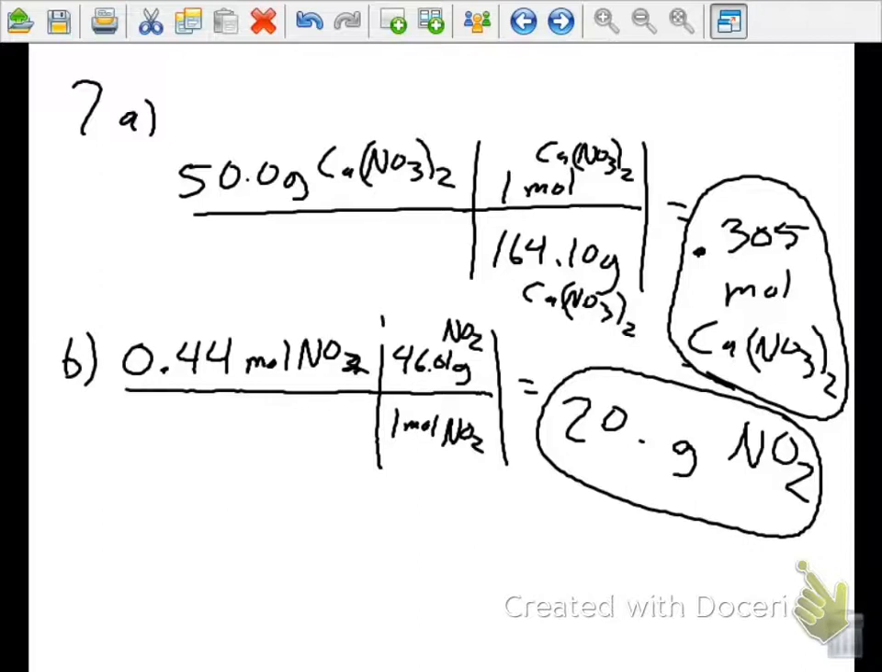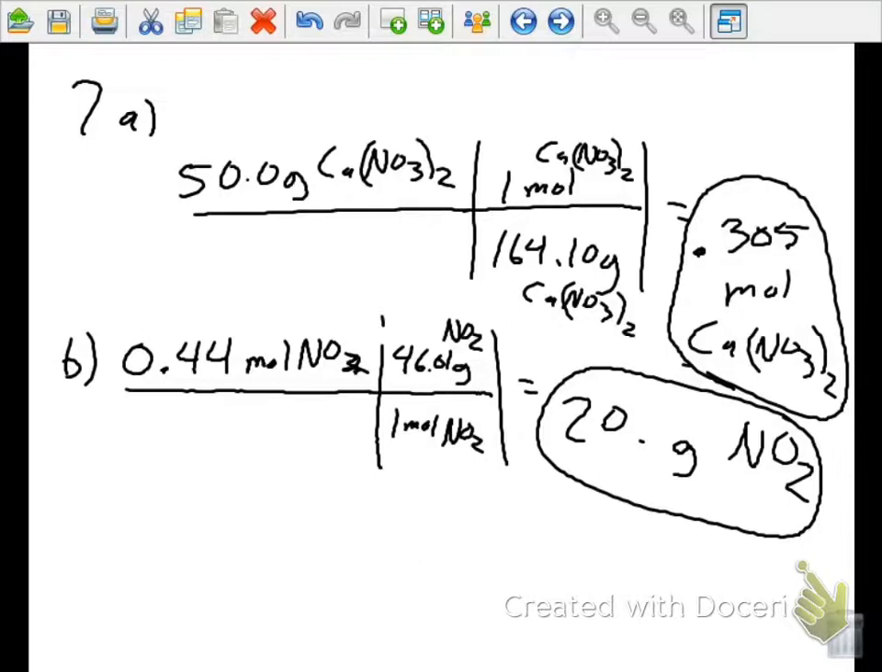Okay, finish up 7A and B. For 7A, you have to change grams to moles, and that's what I'm doing. I'm using my molar mass to change it to moles, which is 0.305. And then for B, I'm changing moles to grams. This is for the discussion I'm going to send out for everybody, so you guys don't have to comment on this. I'm just going to go through it real quick, and then you can access it later.